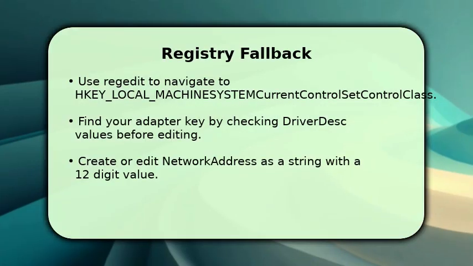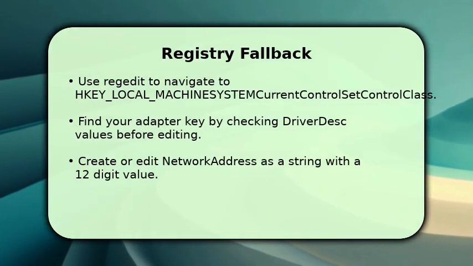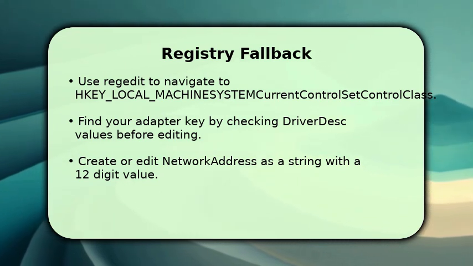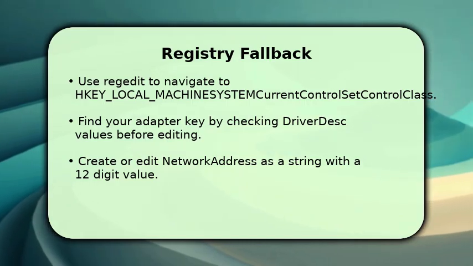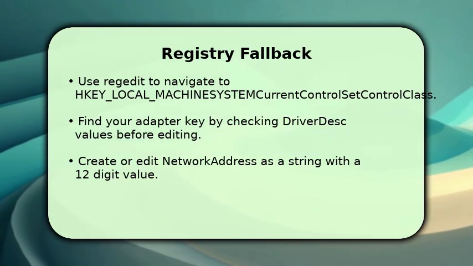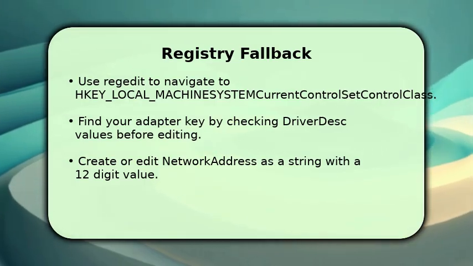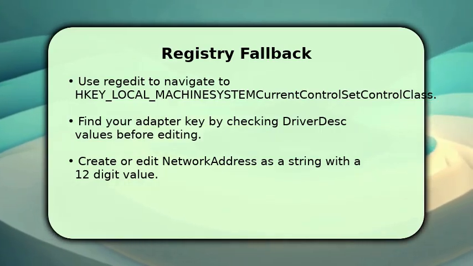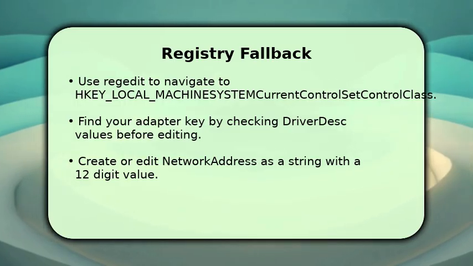If Device Manager lacks the option, carefully use regedit to change the MAC. Back up the registry first, then navigate to the adapter class key and confirm the device by driver description. Create or edit the network address string and enter a 12-digit MAC value without separators. Save, close, and reboot or disable and re-enable the adapter. This approach works when drivers hide the setting but requires caution and a registry backup.